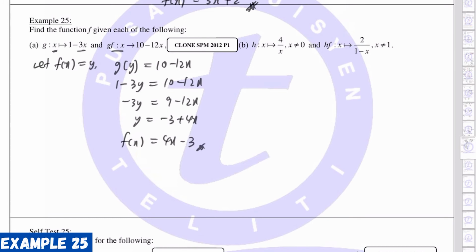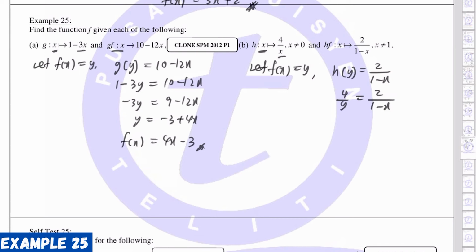Okay, now moving on to part B. Here you're given h(x) equals 4 over x, and h(f(x)) is 12 over 1 minus x. So what we do is we let the function inside become y. By doing so, your h(y), your f(x) now y, is now 2 over 1 minus x. We have effectively reduced it from two functions to a single function.